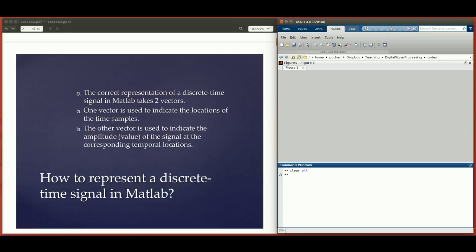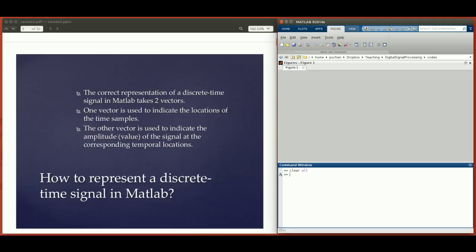And this horizontal axis is basically a vector with the time location. Suppose your signal is a time signal, it's a time series, and then at what time locations or at what time point you're actually taking a sample of that particular signal. So you need to have a vector to represent the locations of the time samples.